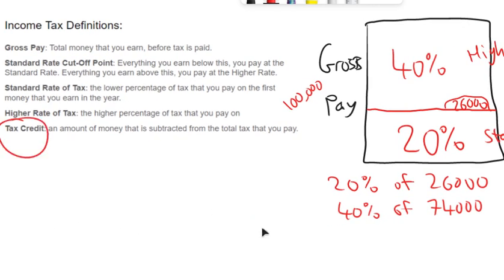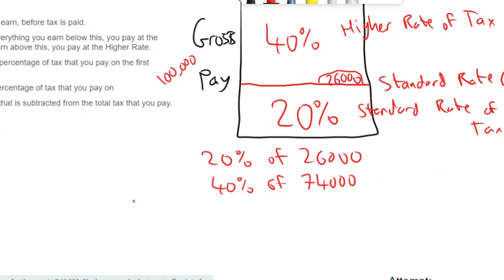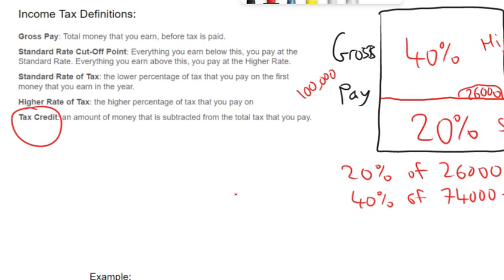So this here would be all of the tax that you paid in. So you'd find 20% of 26,000. You should have hopefully done that before, how to find a percentage of an amount, so you can multiply it by 20% on the calculator and it'll give it to you. And you also have to find 40% of that. Okay, and when you add those two things together, that would be all of the tax that you have to pay. But there's one other thing to take into account: a tax credit.